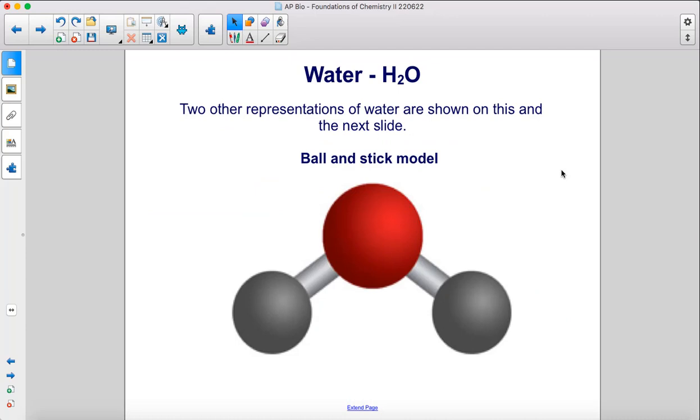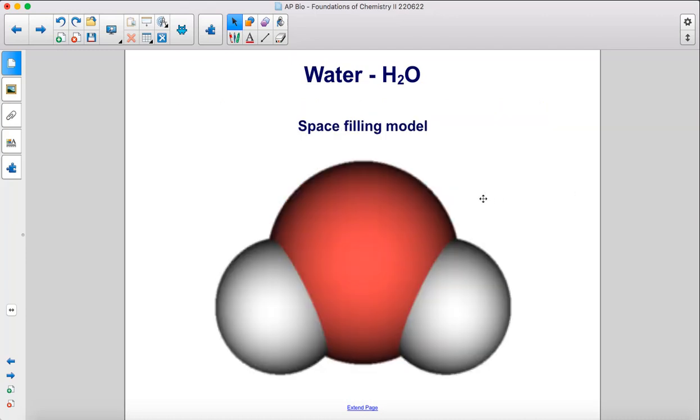2 other representations of water are shown on this and the next slide. Here is the ball and stick model. Here is the space filling model.